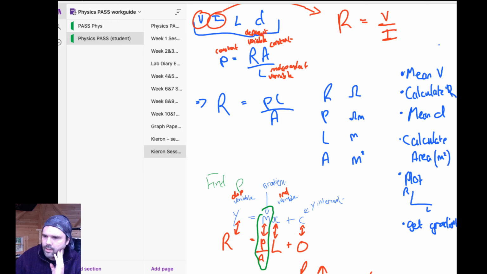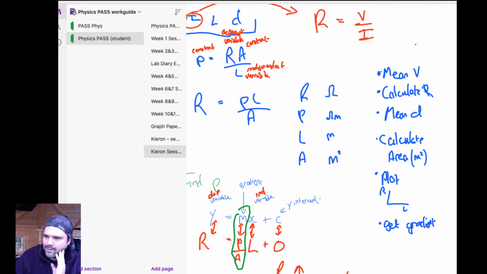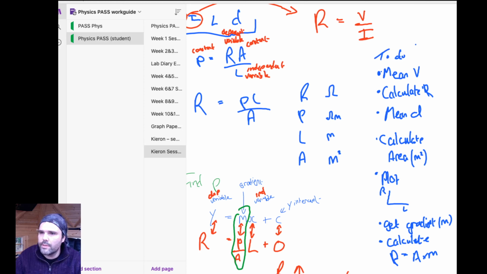Running out of space. Plan ahead. There we go. And then from that I need to calculate rho, which is area multiplied by gradient. So m is the gradient. Calculate rho as area times the gradient. So that is my little to-do list. And that is my processing to-do list. So that is going to give me my answer.